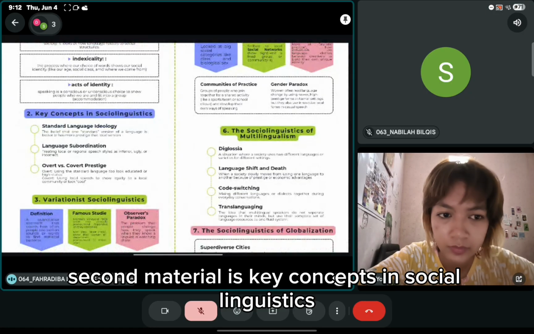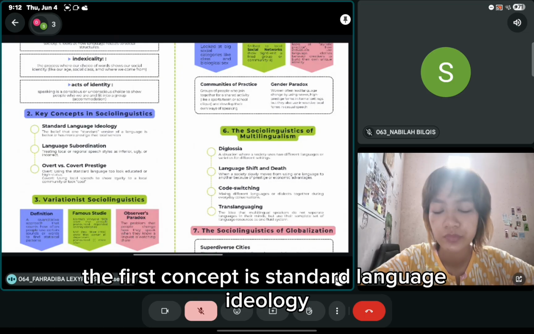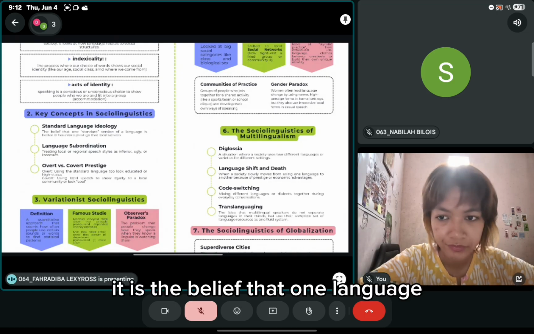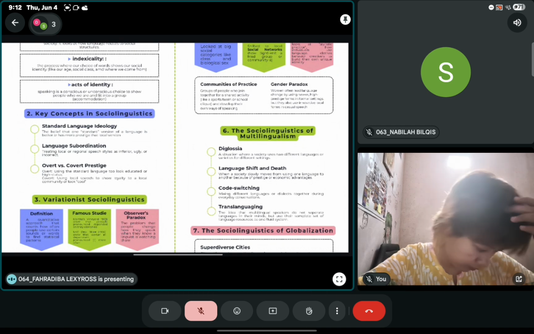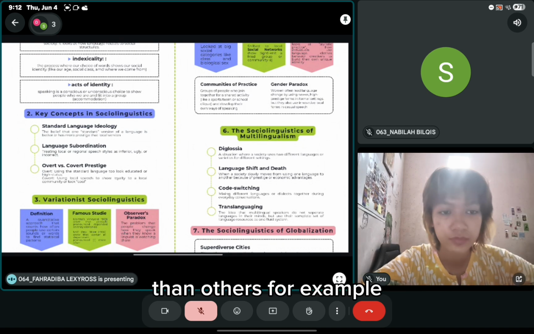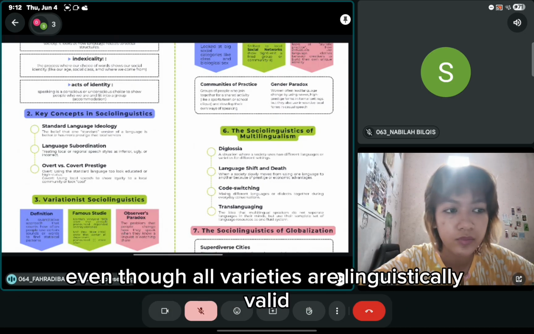The second material is key concepts in sociolinguistics. The first concept is standard language ideology. It is the belief that one language variety is more correct or prestigious than others. For example, standard English is often seen as more proper than regional dialects, even though all varieties are linguistically valid.